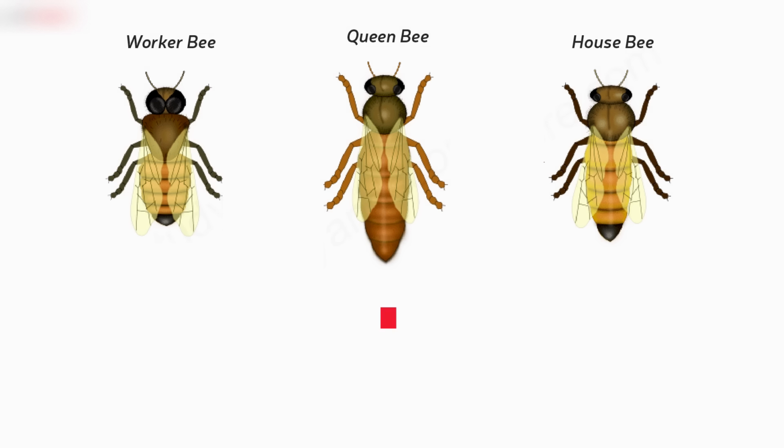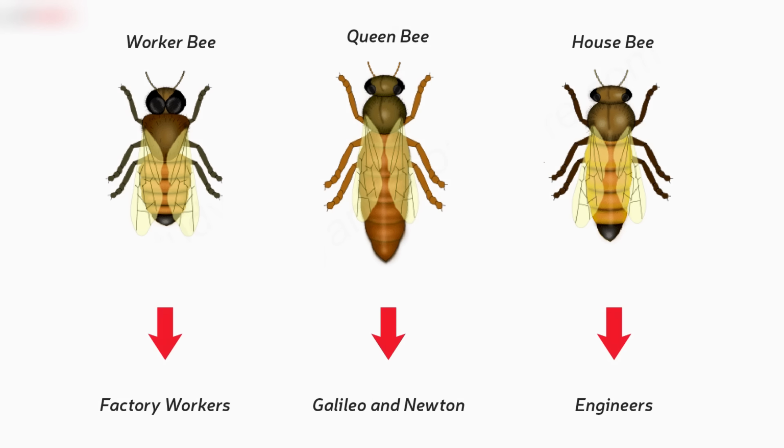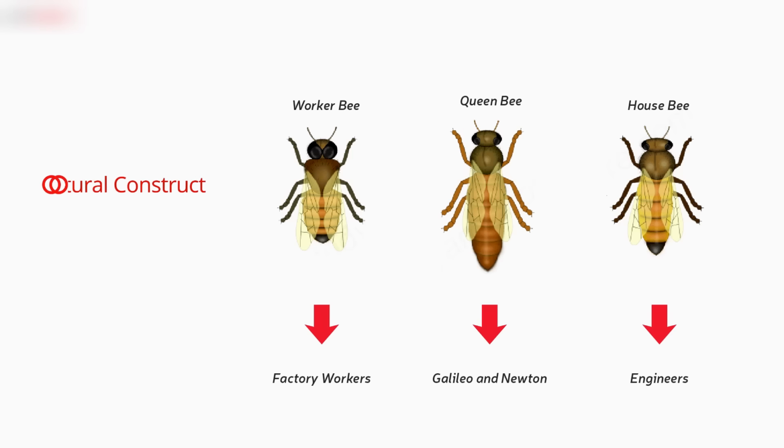The queen bee is analogous to the modern men of science in the passage, with the roles of the house and worker bees similar to that of the engineers and factory workers respectively. So, is this the right option? Certainly not. The work done by different types of bees is something that's determined by nature and not social constructs imposed by a certain set.